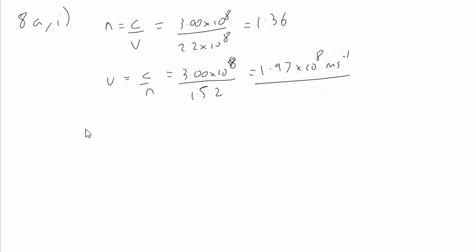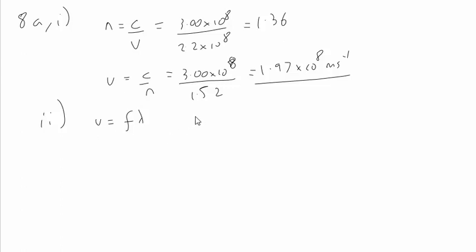For part 2, we're then to determine the wavelength of the light. Well, speed is frequency times wavelength, and frequency is unchanged, so the speed is directly proportional to the wavelength. The wavelength will change by the same proportion as the speed changes.